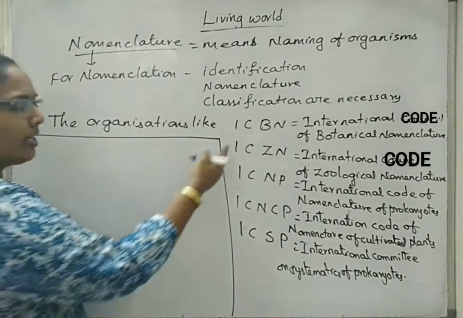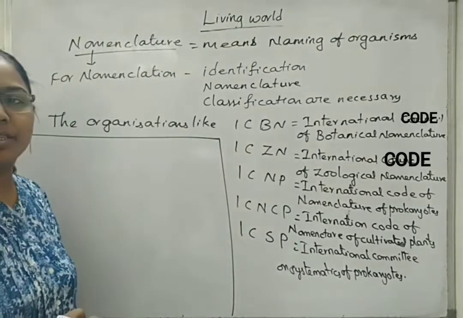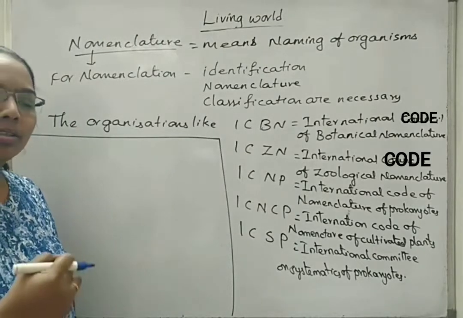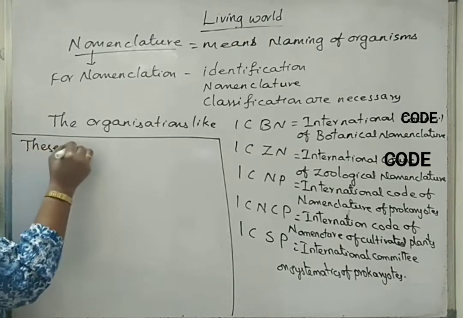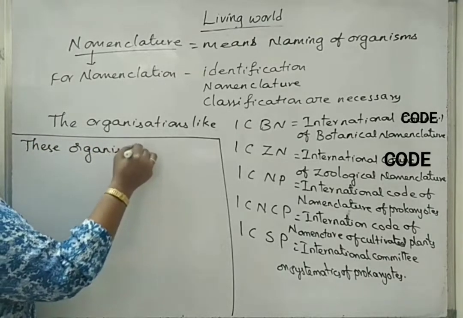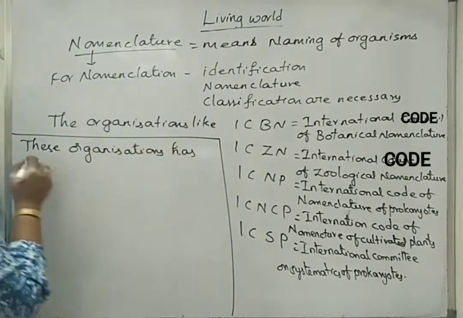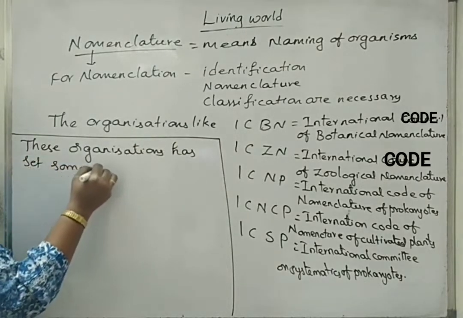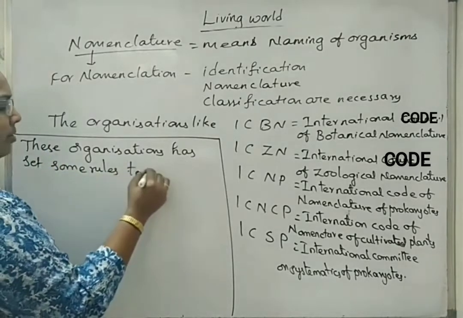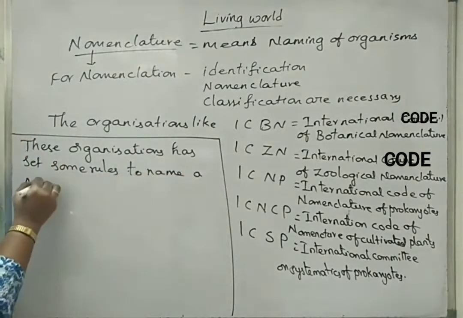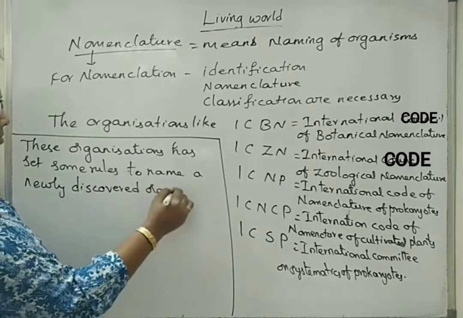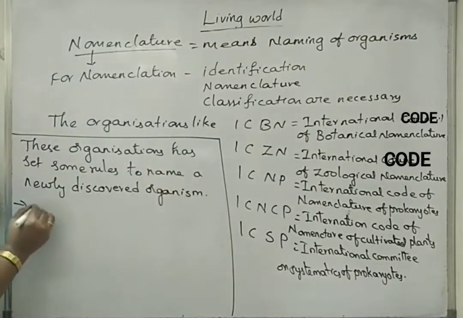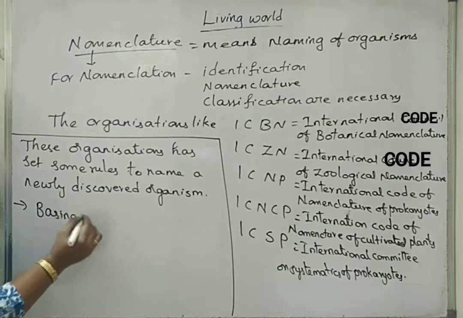Now, these organizations have given some set of rules for naming of the organisms. Based on those rules only, names have to be given to the newly discovered organisms. So these organizations have set some rules to name a newly discovered organism. Based on the rules only, the names have to be given.